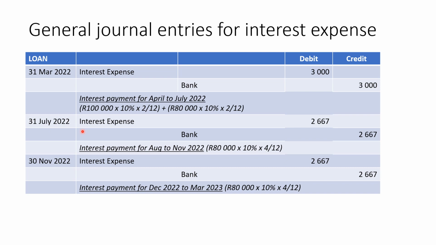Then on the 31st of July, you're paying the interest up till the end of November. The balance is 80,000 for those 4 months. The interest expense is 2,667. Then on the 30th of November, you're paying the interest for December to March 2023. The balance is 80,000. So the balance hasn't changed. That's why the interest expense is the same as it was for the previous 4 months.